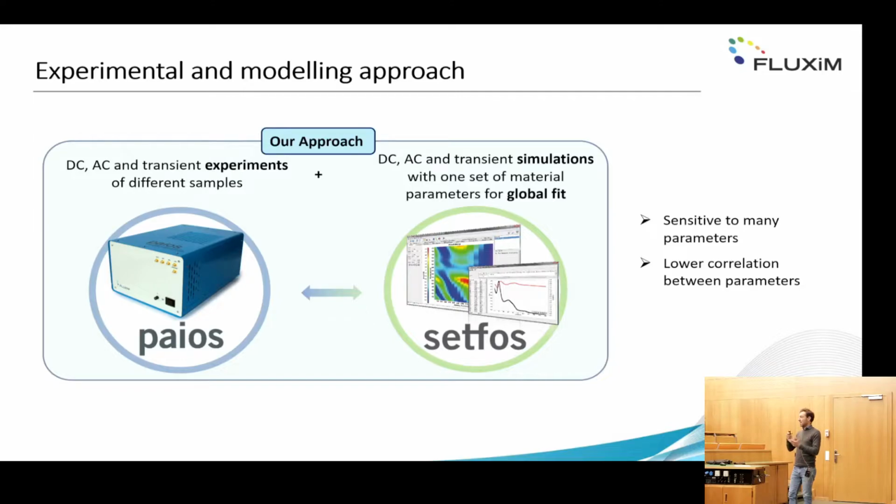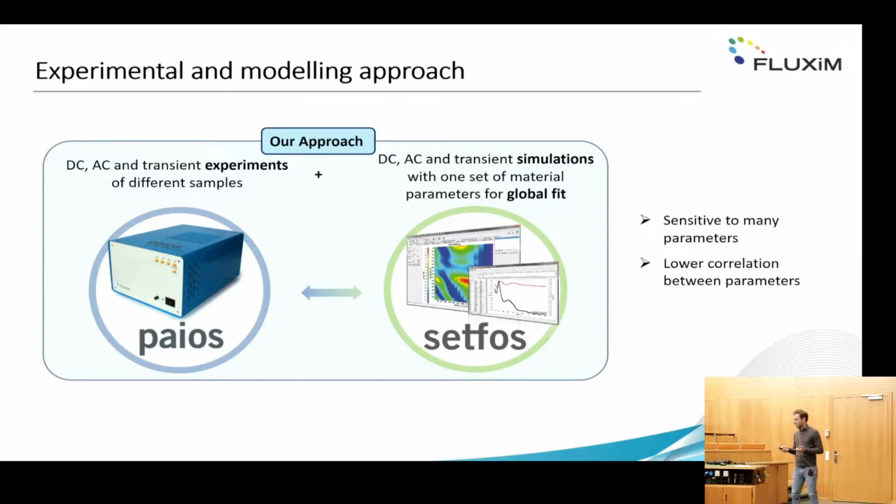So basically the idea is that it's an iterative process. So we start from an initial set of parameters from literature, for instance, and then by repeating the simulations and comparing with the experiments, we can find the set of parameters which best describe the experimental results.